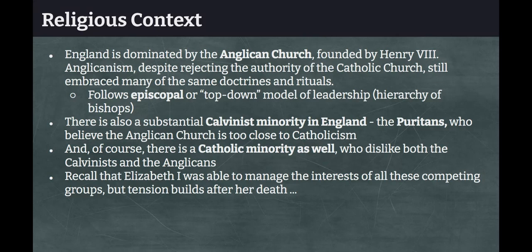So we've got the Anglicans, and then we've also got another group of Protestants here, and these are the Calvinists. Now, the English Calvinists call themselves the Puritans, and they don't like the Anglicans very much because they think the Anglican Church is too close to Catholicism. They really don't like that episcopal model, as we will see. Now, in addition to them, there's also the Catholics, who dislike all of these various Protestant groups, as they are wont to do.